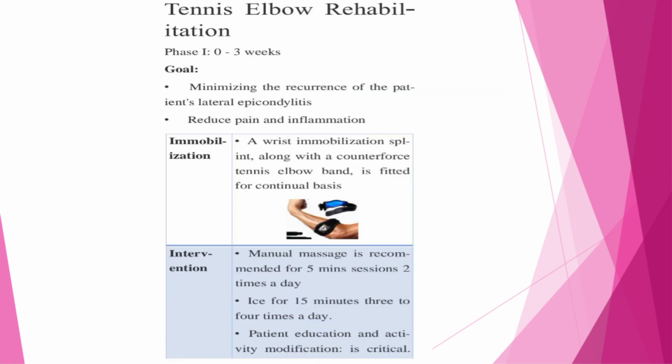Our playlist is on rehabilitation, so we will study tennis elbow rehabilitation. It has 4 phases. Phase 1 is of 0 to 3 weeks. The goal of phase 1 is to reduce pain and inflammation and minimize the recurrence of lateral epicondylitis. In the acute phase, always remember our goal is to reduce the patient's pain and inflammation. The first common complaint of a patient is pain.